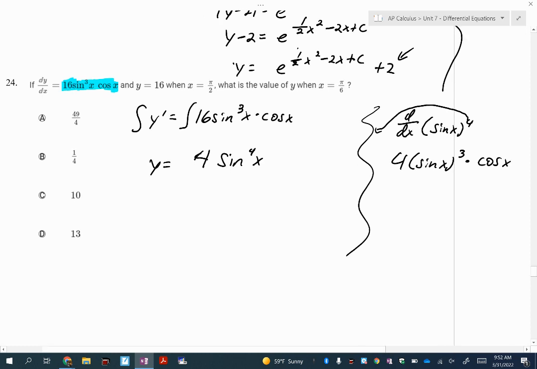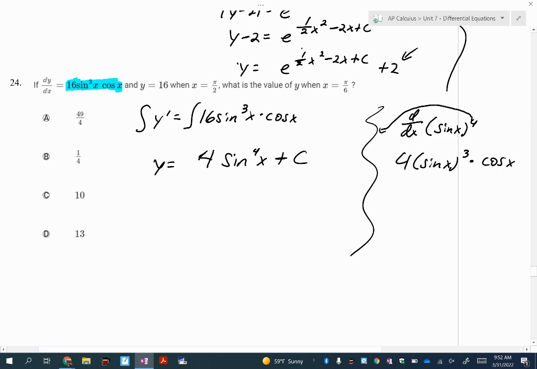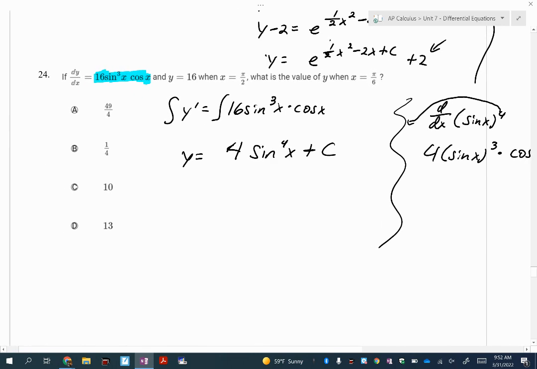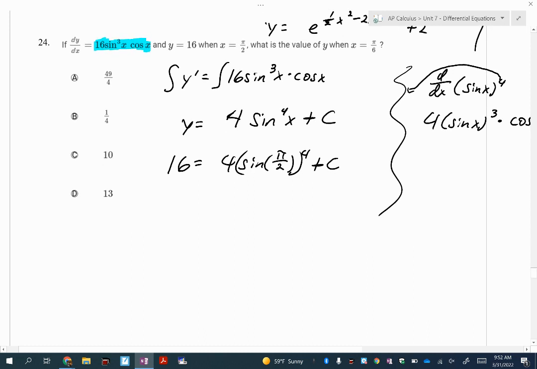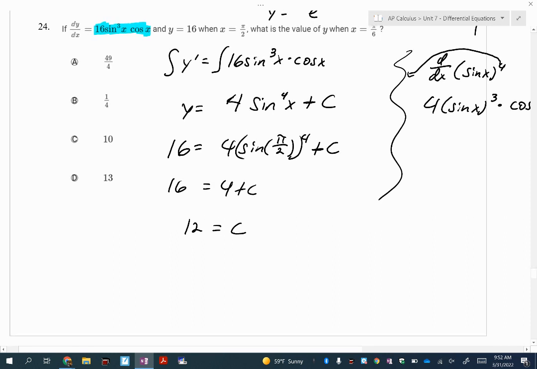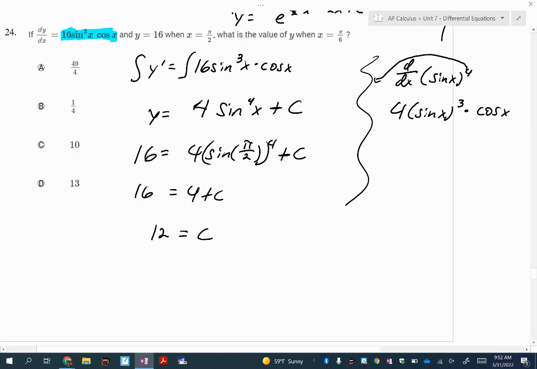To make 16. So this is going to be my antiderivative, and I'm going to find the initial condition that when y is 16, x is pi over 2, so I'm going to do the sine of pi over 2, and then take it to the 4th power, plus c. Sine of pi over 2 is 1. 1 to the 4th power is 1, so that's 4 plus c equals 16, so c equals 12. Again, that's not the answer. You'll notice it's not even one of our answer choices.